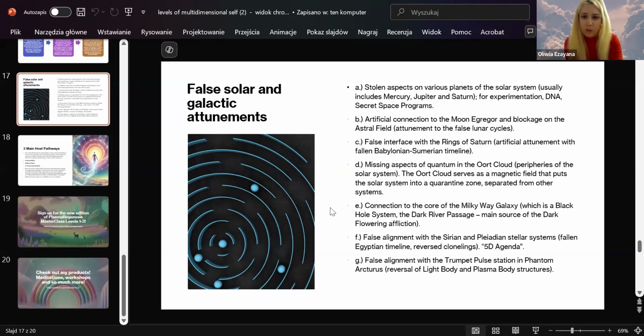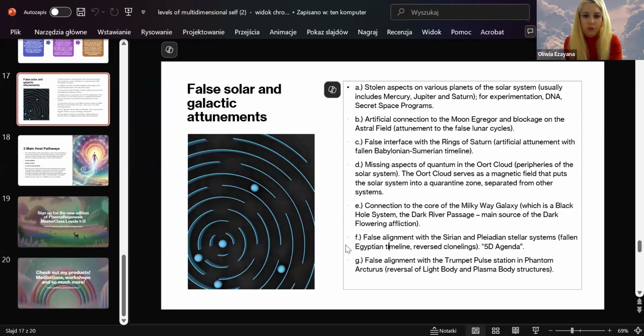There are the missing aspects of quantum in the Oort cloud, which is on the peripheries of the solar system. The Oort cloud serves as a magnetic field that puts the solar system into a quarantine zone, separated from other systems completely. We also have the connection to the core of the Milky Way galaxy, which is the black hole system, even though that's not so much of the case anymore because the Dark River Passage got buffered in May of 2024.